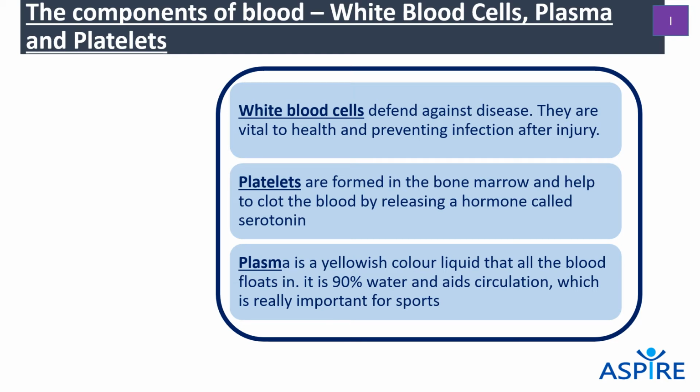So again, absolutely vital role that white blood cells play. Why is this? Because these are the little things that defend against disease and they prevent an infection after injury. We know that sport can be dangerous. There is an element of risk to do with sport, and so if we have any sort of infection because of an injury, because of a disease, white blood cells in the blood are like the little soldiers that come out and attack those diseases and those infections that are in our body.